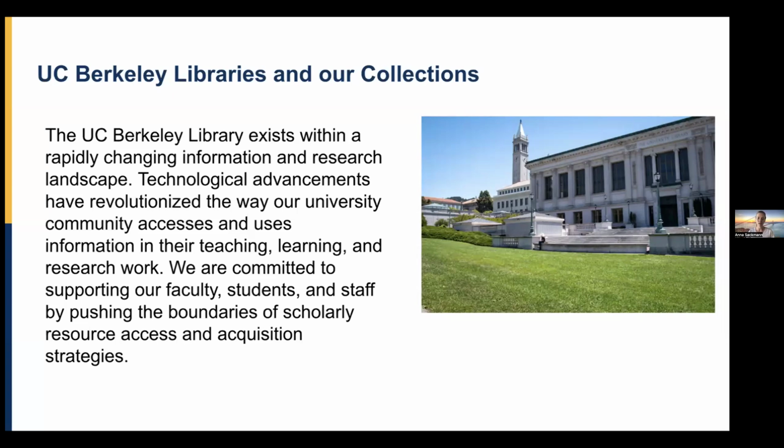The UC Berkeley Library exists within a rapidly changing information and research landscape. Technological advancements have revolutionized the way our university community accesses and uses information in their teaching, learning, and research work. We are committed to supporting our faculty, students, and staff by pushing the boundaries of scholarly resource access and acquisition strategies. And I say this in part because the depth and breadth of what we do is more than books and journals, even though it is a very large component of that.